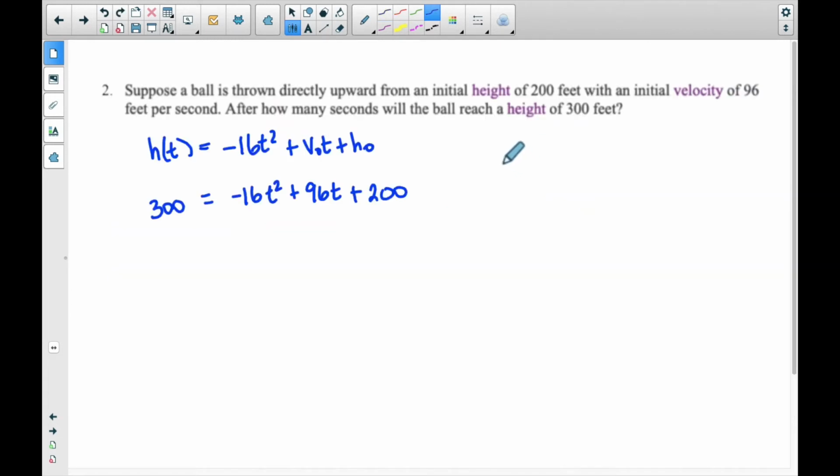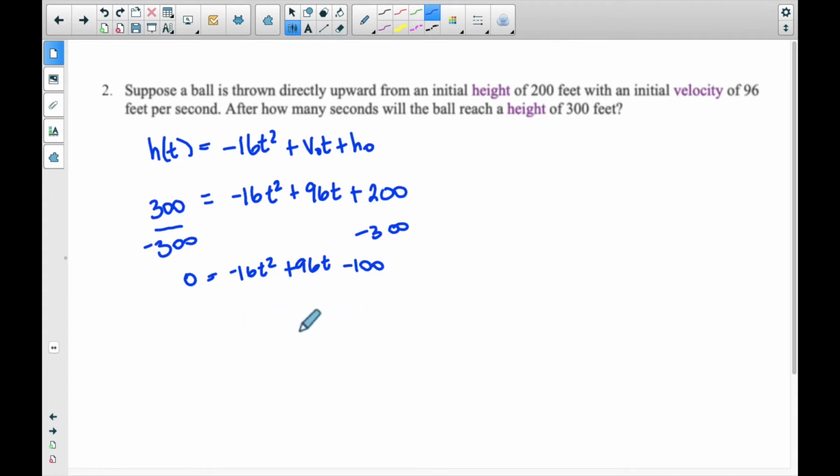All right, number 2, I'm going to start with the same equation. I'm going to look through the problem and figure out where to plug things in. And so my 300 is the question, so it goes over here on the left. My 200 is my starting height, so it's going to go over here on the right. So I have this equation. I need to subtract my 300. I get negative 16t squared plus 96t minus 100.